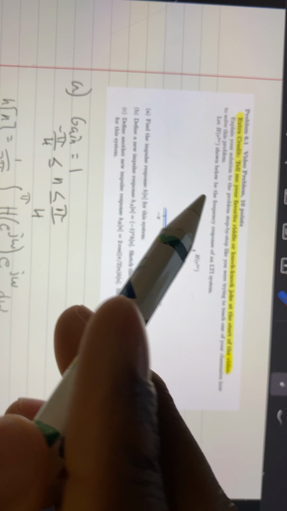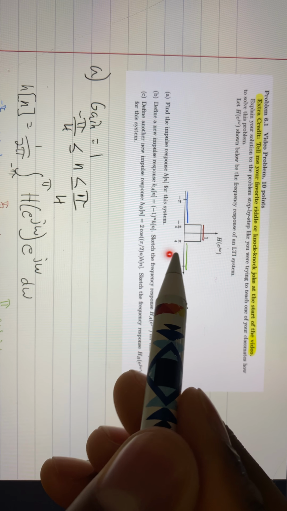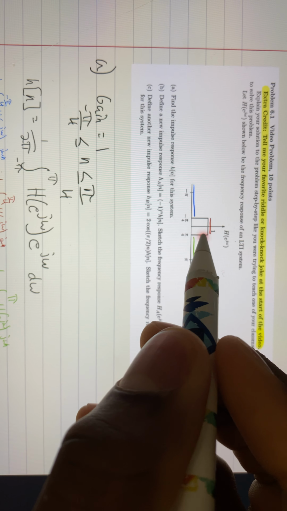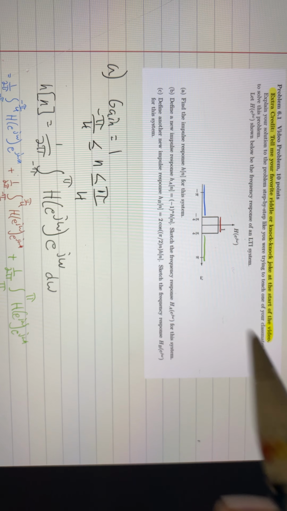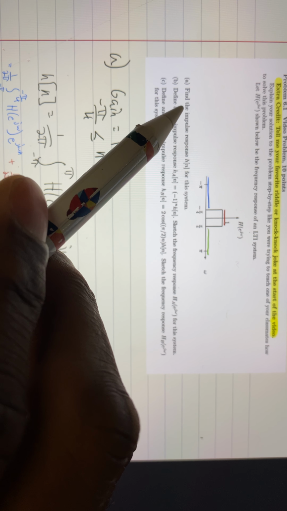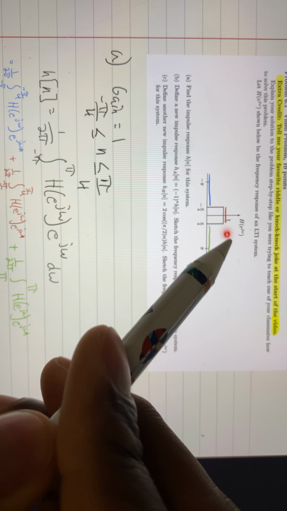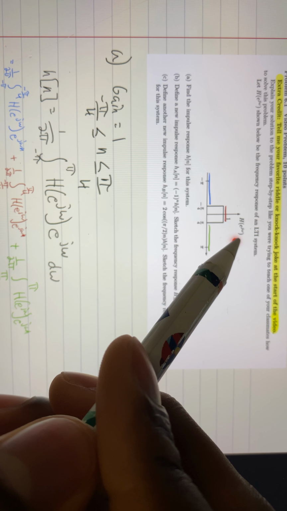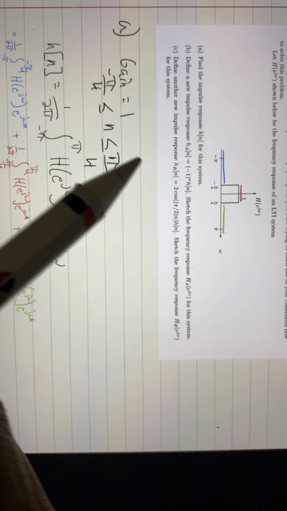So here we have our function, and this is our graph right here, where I color coded it, but you guys can do that yourself. So essentially, our goal is to find the impulse response h of n for this system, where this system is right here, H of e to the j omega.